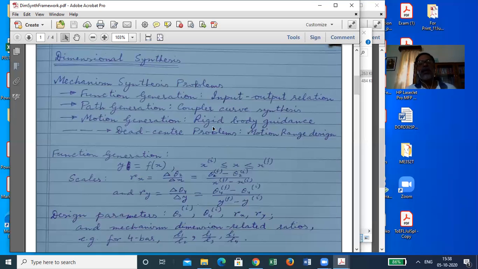Second is the number synthesis, the number of links and pairs and their connections and so on, and degrees of freedom. So that we have done a little bit. So that little bit of dimensional synthesis we will do. Okay. So here we already know the type, we already know the number of links and joints, etc. And we are interested in getting their dimensions.